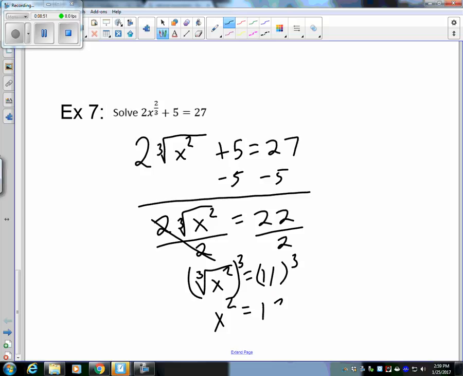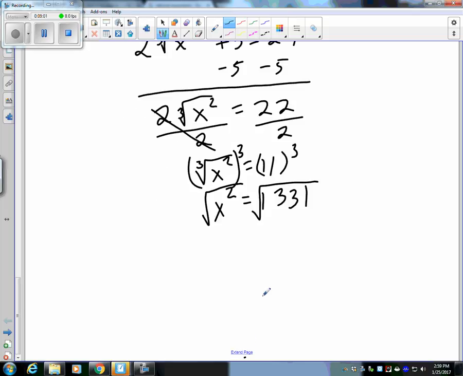And now we have to get rid of the square root. So we square root 1331. So in square rooting 1331, it is 11 square root of 11. And anytime you square root, you should always have a positive and a negative answer. So positive 11 square root of 11 and negative 11 square root of 11.